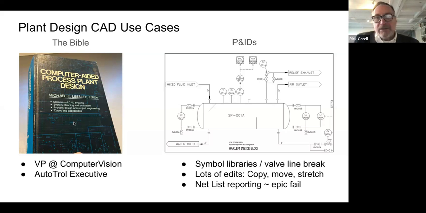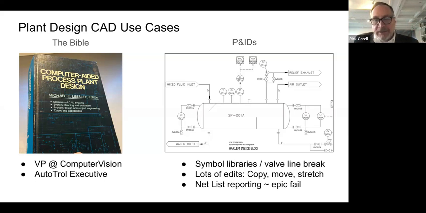So for the use cases, P&IDs were the first product to come on board, basically because you had symbol libraries. Just being able to insert a valve in a line was a big deal. It was difficult to break a process line and put in an inline fitting. And P&IDs change a lot. They get modified, so you had to copy, move, and edit. The big breakthrough was to stretch out and add a new piece of equipment in a P&ID.